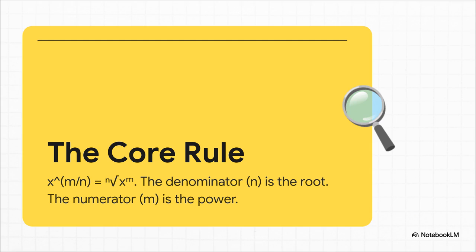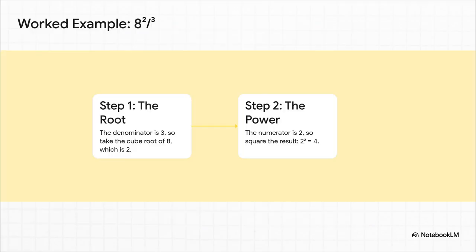And that little mnemonic brings us to the core rule for all fractional exponents. Just remember, the denominator, the bottom number n, that's your root. The numerator, the top number m, that's the power you apply. So bottom number tells you what root to take, top number tells you what power to raise it to. That's the whole game. Let's work through one together. Let's take 8 to the power of 2/3. Remember the rule.